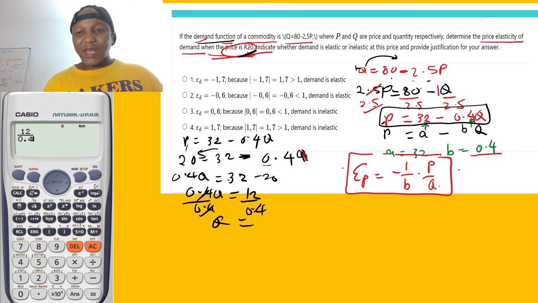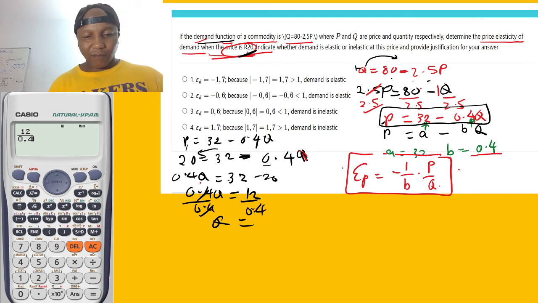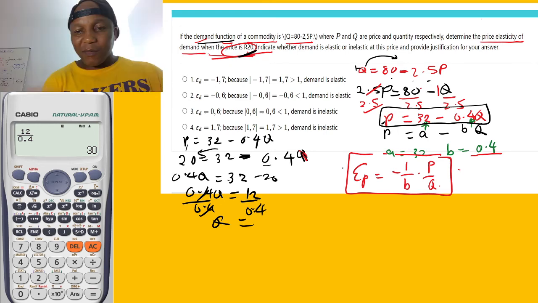So for that case now, let's see if it's 30. Still we haven't gotten a response. It has to be 30. Okay, 30. Sometimes it can be slow, especially the calculator. Okay, so now we come here. Now our Q equals 30.